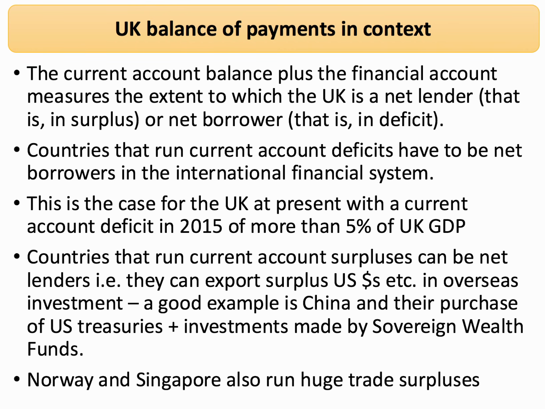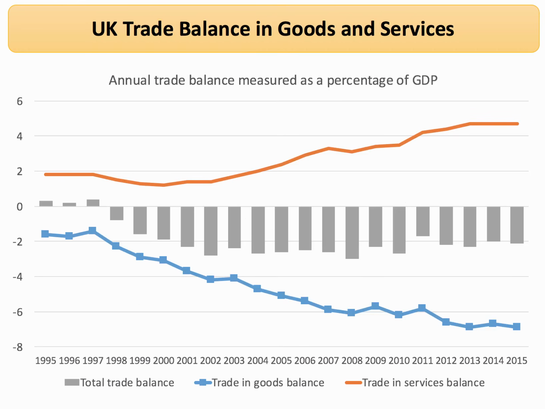Equally, on the other side, some countries like Germany and China and Norway and Singapore, they run big current account surpluses. As a result, they can run a capital account deficit. They can use some of their surplus dollars, for example, to make investments overseas.